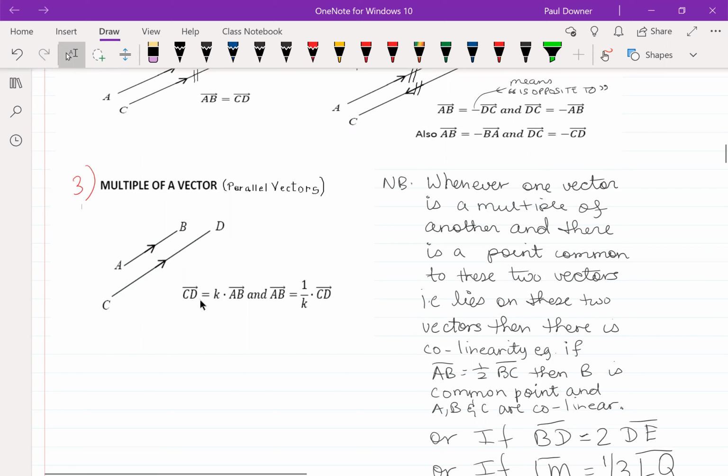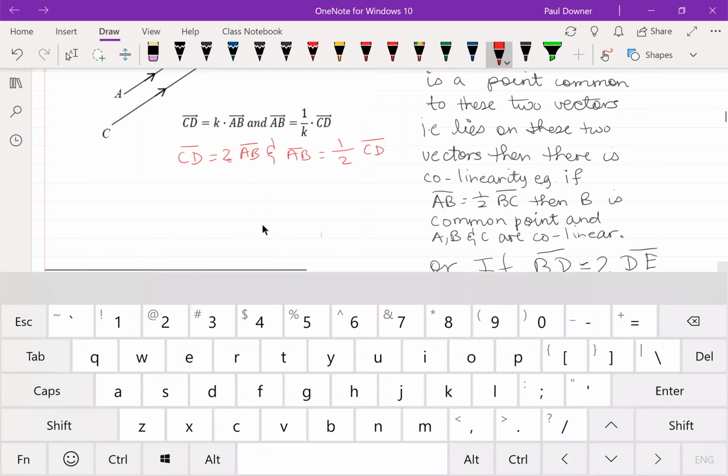So for example, in this case, CD might be, if K is 2, then if you could show that CD is 2 times AB, then they would be parallel, as an example. This 2, it could be 2, it could be 3, it could be 5, anything. Once you could show that there's a multiple. Or if you could show that AB is equal to some fraction, let's say 1 over 2, a half of CD, then they are parallel. AB and CD are parallel. So this is a third property you need to be aware of.